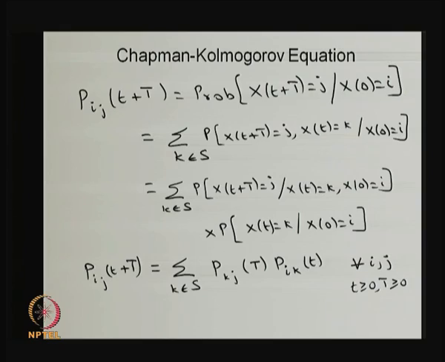Using these, we are going to find the transition probability p I j of t. You remember, to find the distribution of x of t you need an initial state probability vector as well as the transition probability p I j of t. The initial state probability vector is always given. You have to find p I j of t. Once you know p I j of t, you can find the distribution of x of t for any time t.